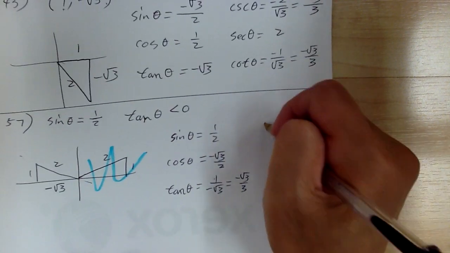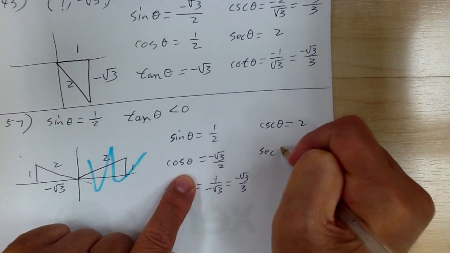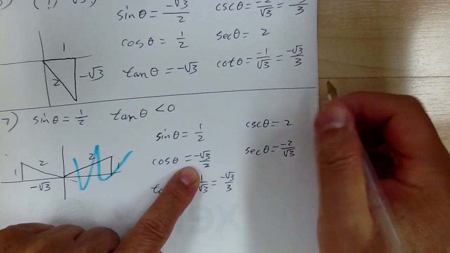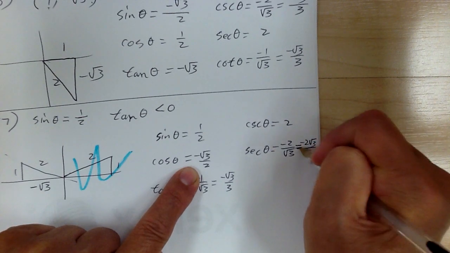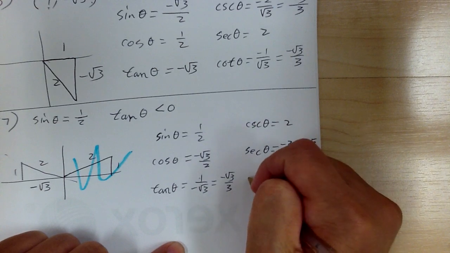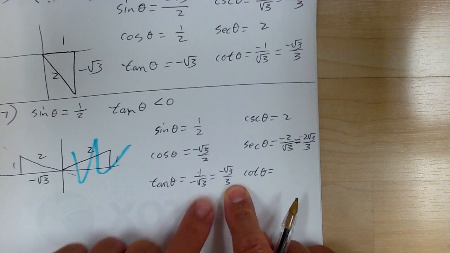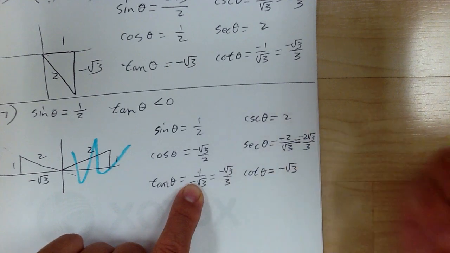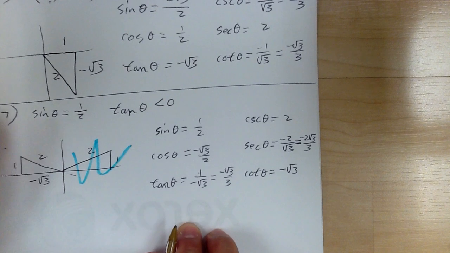Now you go to cosecant. You flip this over, you get 2. Then you go to secant. You flip this over, you get negative 2 over square root of 3. You simplify that by multiplying by square root of 3, so you get negative 2 square root of 3 over 3. And then you have cotangent theta. For cotangent theta, don't flip this one over. If you flip this one over, you have to waste time trying to simplify. It's easier if you flip the tangent over, so you get negative square root of 3, and then you're done already. Okay, so this is number 57. Let's go to number 59.